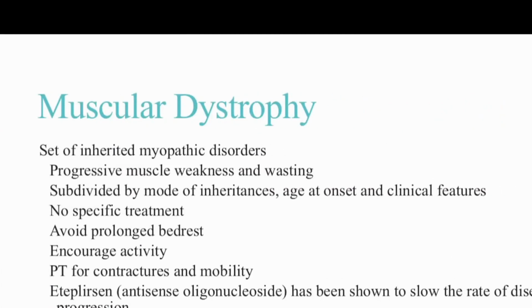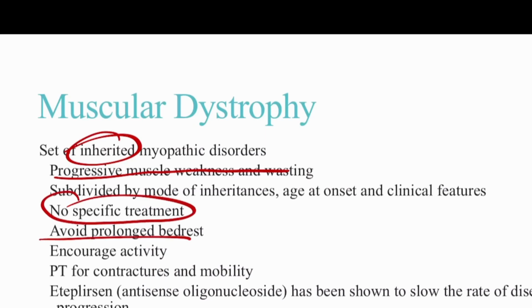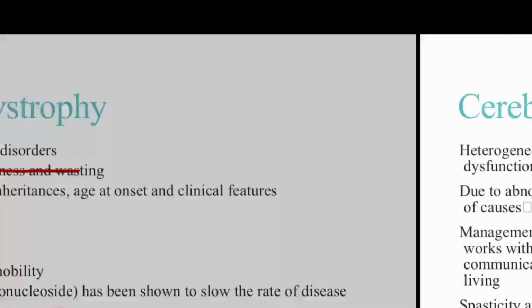Muscular dystrophy, inherited, so it's genetic, you're born with this. Progressive muscle weakness and wasting. It's broken down by how they got it, the age of onset, and clinical features. No specific treatment. Avoid prolonged bed rest. Why? What do you want to avoid? Clotting. You want to avoid pressure ulcers, so keep them moving. Encourage activity. PT, OT. And you can give eteplirsen, which is an antisense oligonucleotide, and it slows the rate of disease progression.